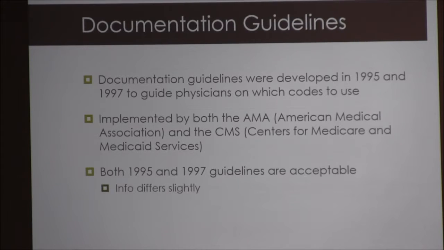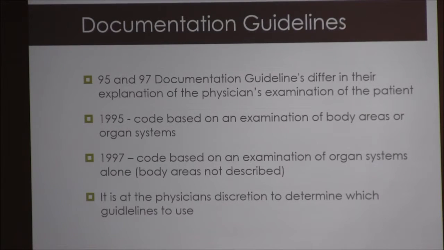So there are two documentation guidelines that people use, one from 1995 and one from 1997. Both of them are implemented by the AMA and CMS. The information differs slightly, but both are generally acceptable. The 95 and 97 documentation differ in their explanation of the physical exam. So 95 includes examination of specific body areas and organ systems, whereas in 97, the body areas are not established. So for example, in the realm of psychiatry, 95 doesn't need to be used, the body organ system is a whole. So 97 is appropriate to use, but you can use either or.